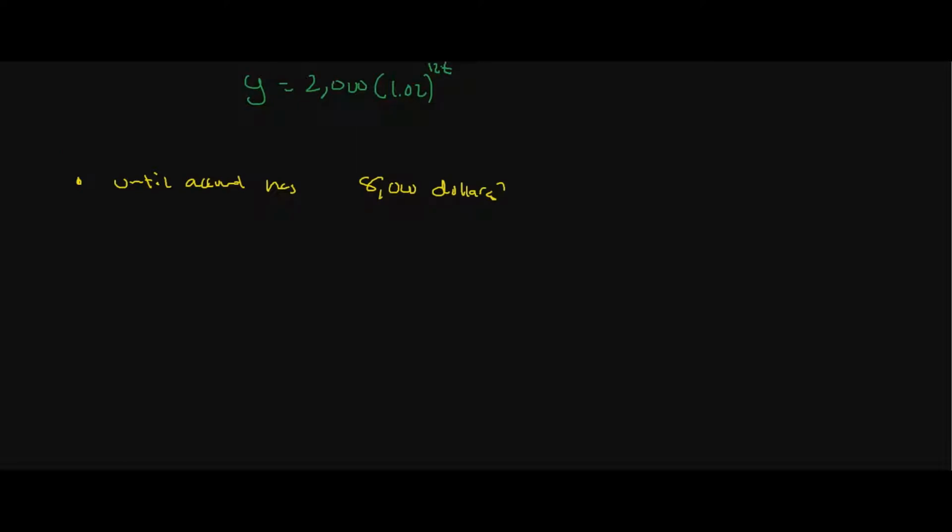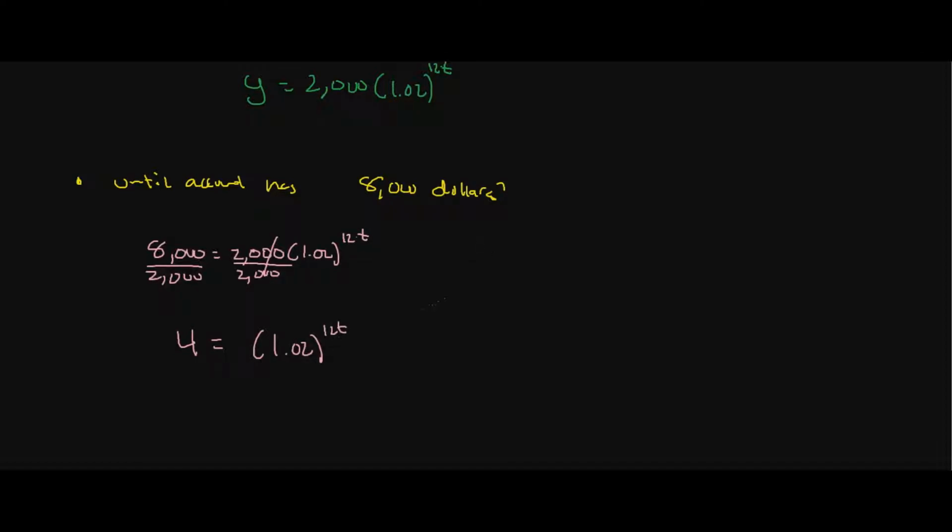How long until the account has $8,000? Well, we're going to put that 8,000 in for the output, because we want to figure out the time, how long. So we're going to do 8,000 is equal to 2,000 times 1.02 raised to the 12 times t. Like usual, let's divide by 2,000 on both sides. And now I don't need a calculator for this one. 8,000 divided by 2,000, that's just 4. So I get 4 is equal to 1.02 raised to the 12t.